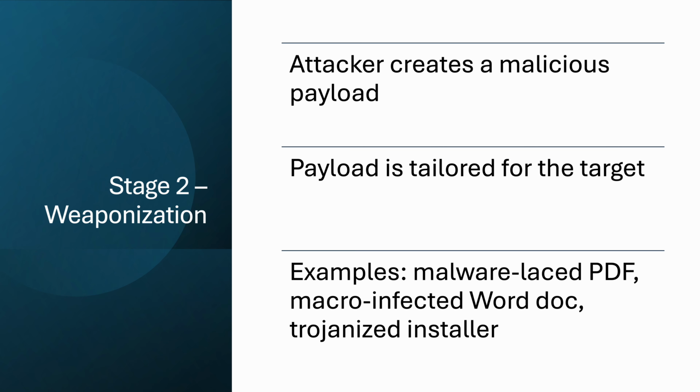Once the attacker knows their target, they move into weaponization. This is the stage where they create the actual tool or payload they'll use to exploit a vulnerability. It could be a malicious PDF, a Word document with hidden macros, or a Trojanized software installer. They take the information they found during recon and build something that looks harmless but is designed to bypass defenses. This is where an attacker's creativity really comes into play, and where defenders rely on strong endpoint protection and attachment scanning to catch these weapons before they reach users.